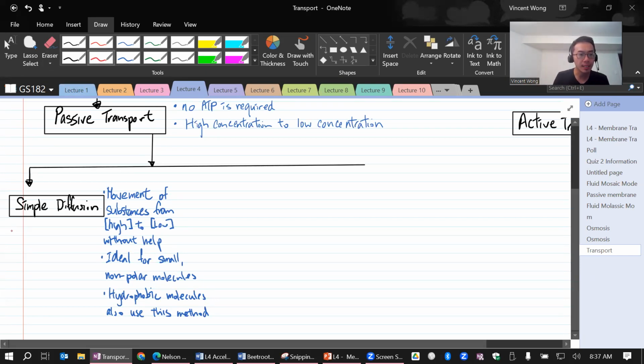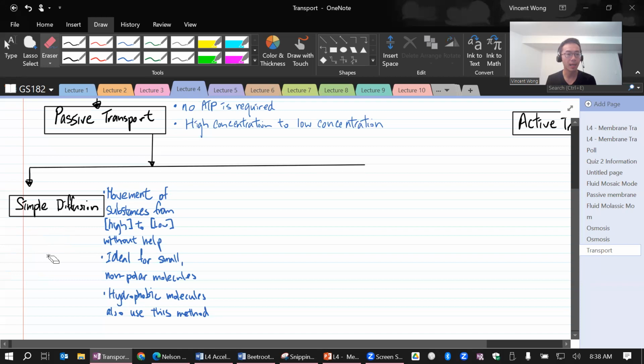So let's give some examples. Like O2, CO2, these are small non-polar molecules. You can have hydrophobic molecules like some kind of lipids like steroids. So all these are capable of crossing the cell membrane. We have water who can do this, even though water is polar, but it's small enough. So they can either be small, non-polar, or hydrophobic molecules.